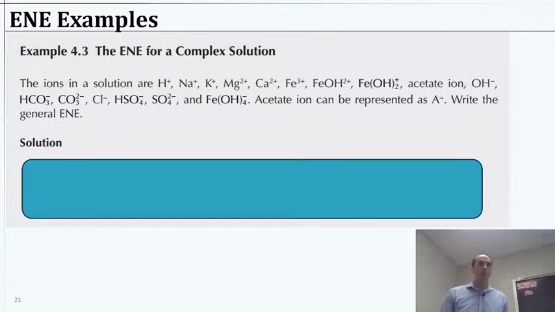So the problem says, more complex solution, we have H+, Na+, K+, magnesium, calcium, iron, FeOH2+, FeOH2 1+, acetate ion, OH-, HCO3-, CO3 2-, Cl-, HSO4-, sulfate, and FeOH4-. You can just use A- for acetate.